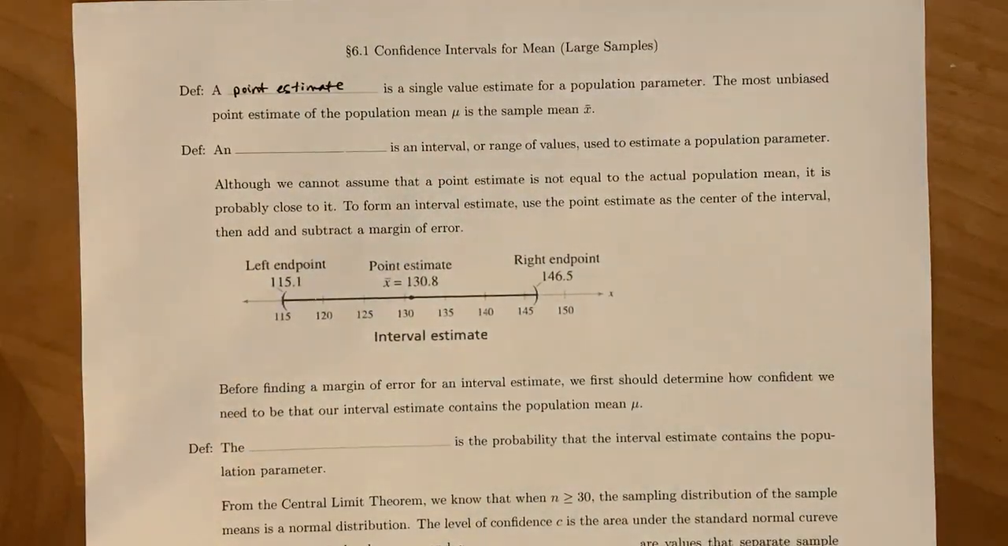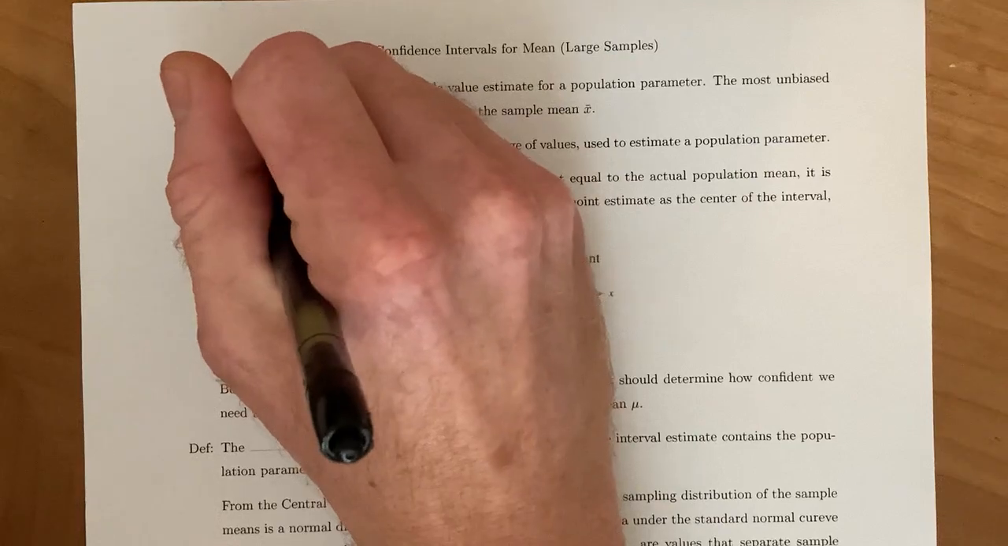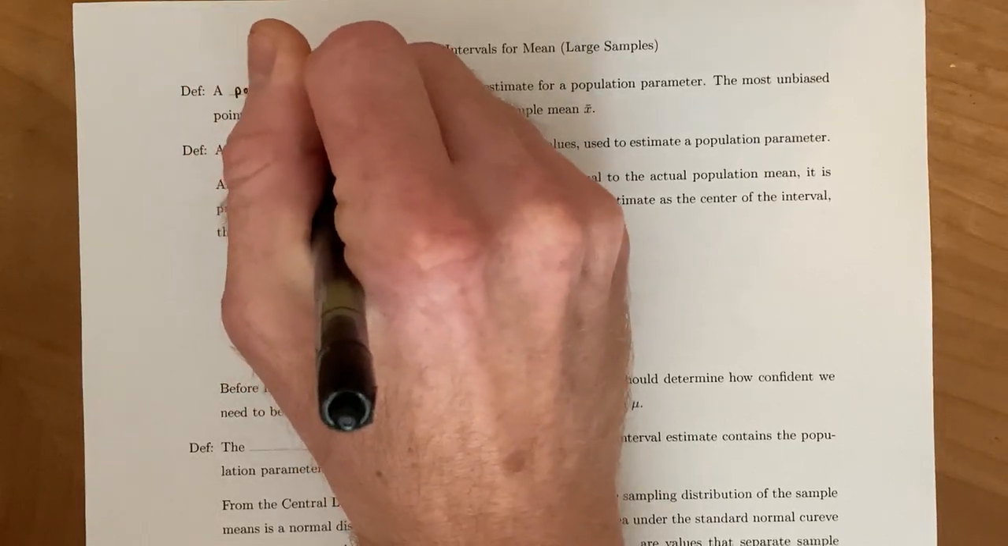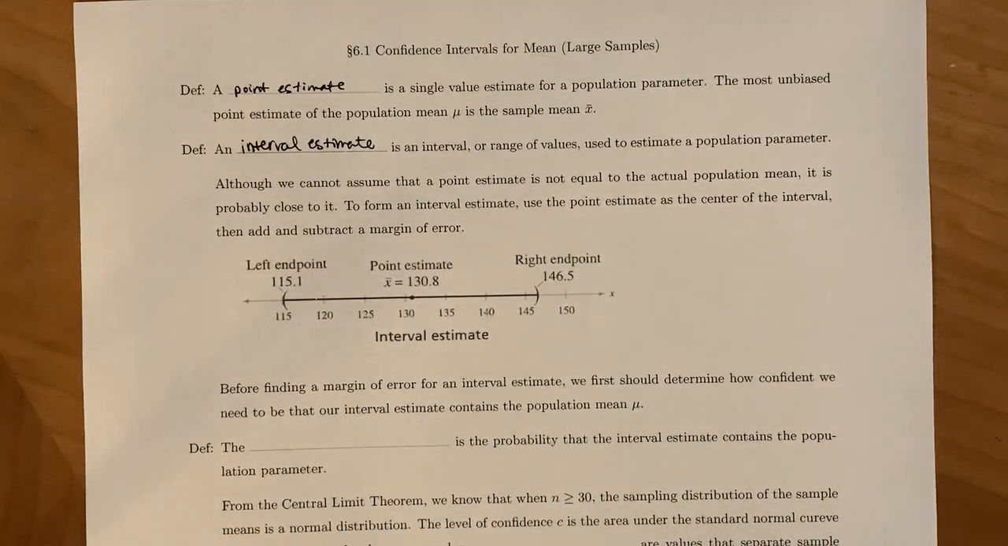So to begin, a point estimate is a single value estimate for a population parameter. The most unbiased point estimate of the population mean mu is the sample mean x bar. An interval estimate is an interval or a range of values used to estimate a population parameter. Although we cannot assume that a point estimate is equal to the actual population mean, it is probably close to it.